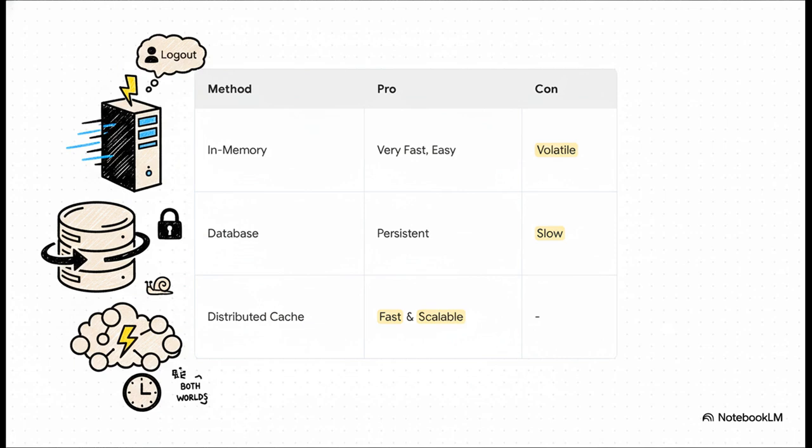Okay, what about a database? Well, that's safe and persistent, but it's way too slow. You'd be hammering your database with every single click. And that brings us to the gold standard, a distributed cache like Redis. It gives you the best of both worlds. It's ridiculously fast, almost like memory, but it's also persistent and built to scale.